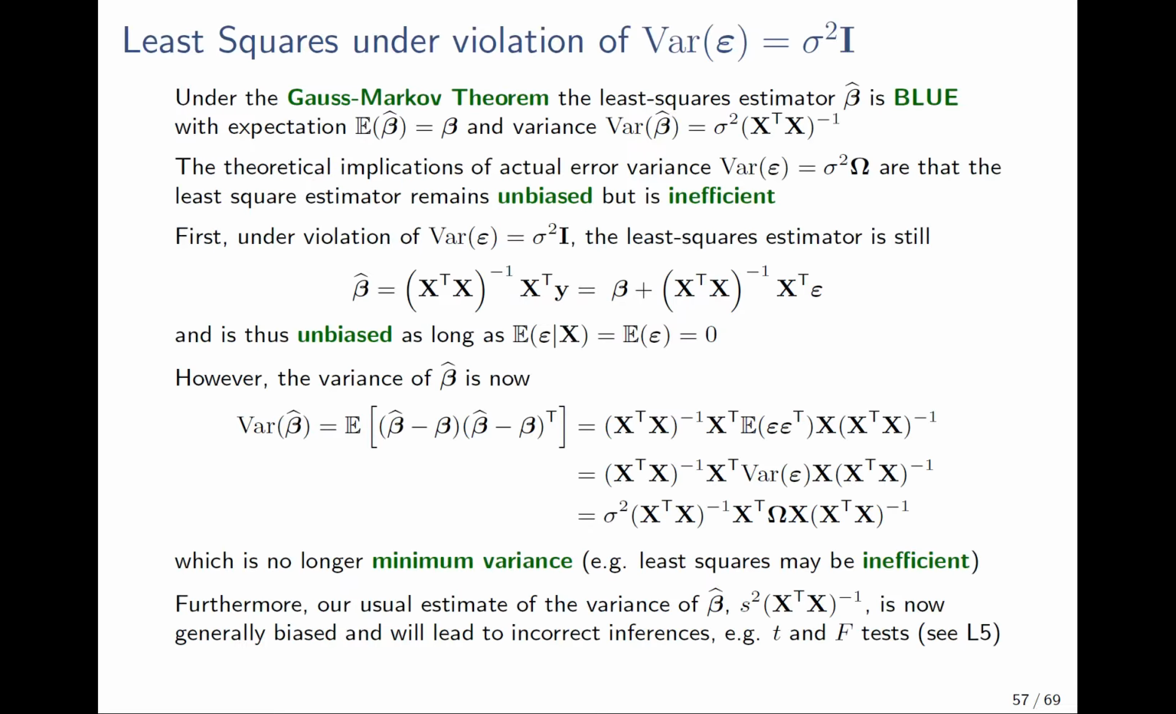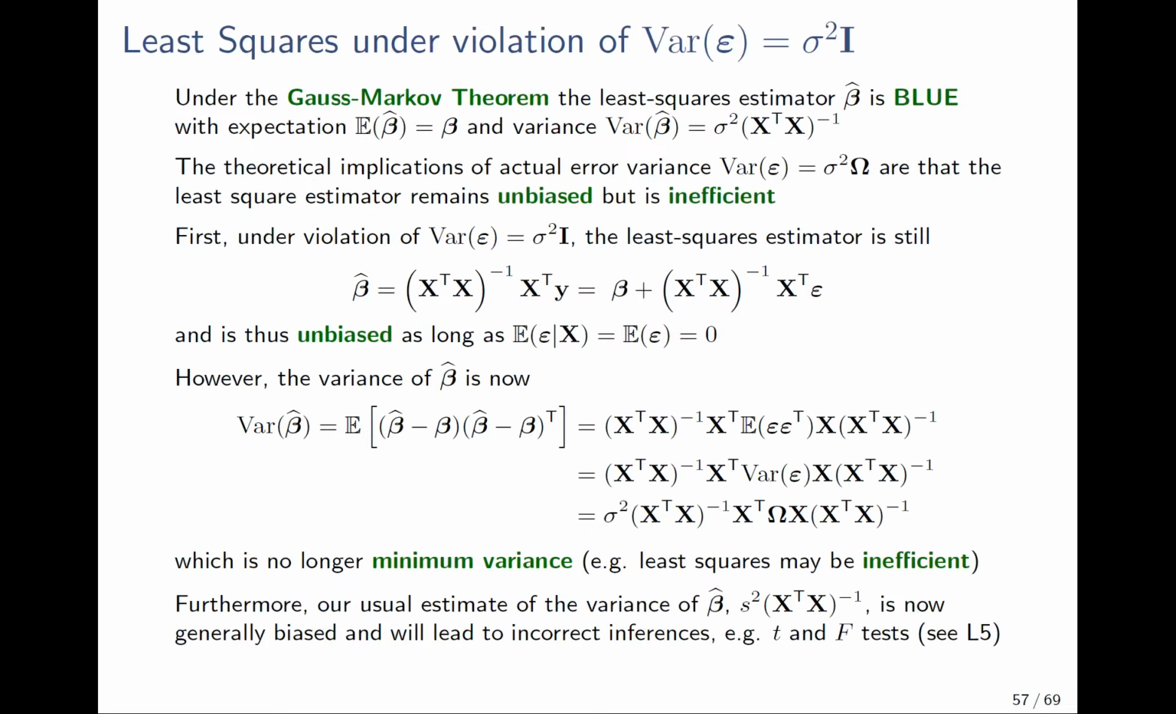So what are the theoretical implications when the actual error variance is sigma squared big omega rather than sigma squared I, which is what we want? The answer is that the least squares estimator will remain unbiased, but it becomes inefficient.